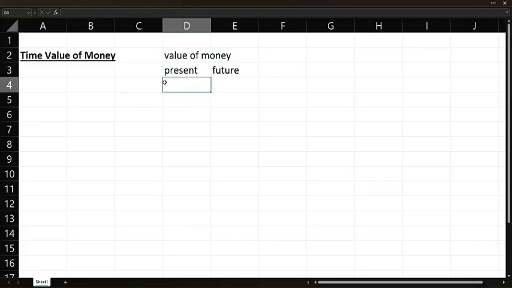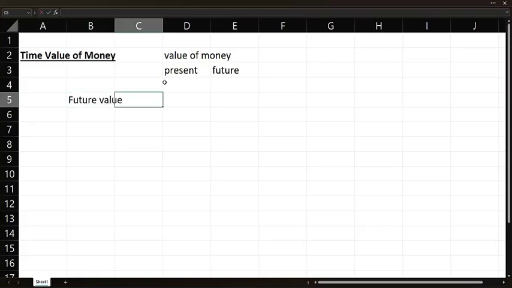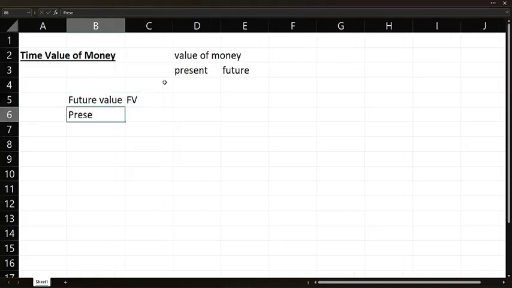In order to understand time value of money, you have to understand that when you take up a financial calculator, there are terms that you're going to look at. I'll just write down all of them. One is future value, which is in short denoted as FV. These are the notations. Then another one is present value, which is denoted as PV.